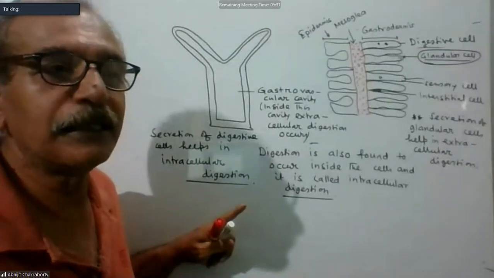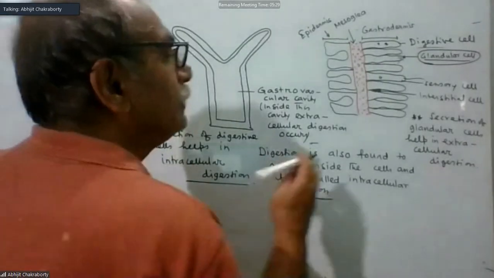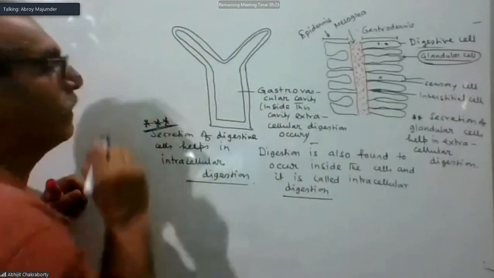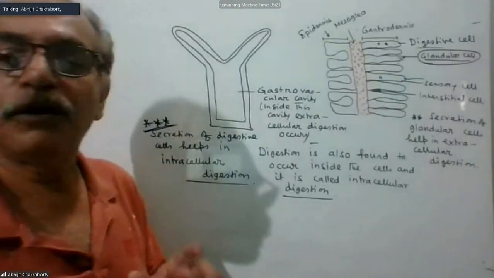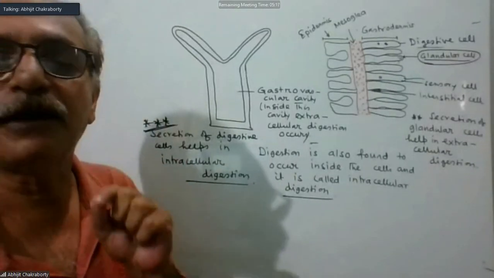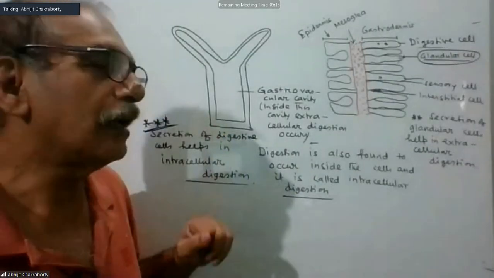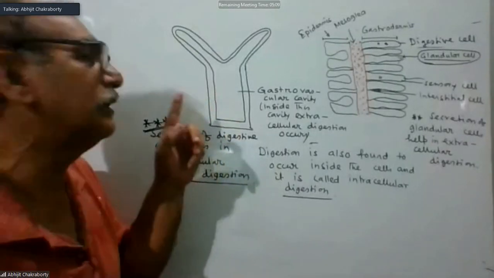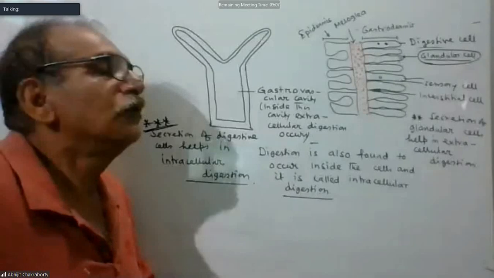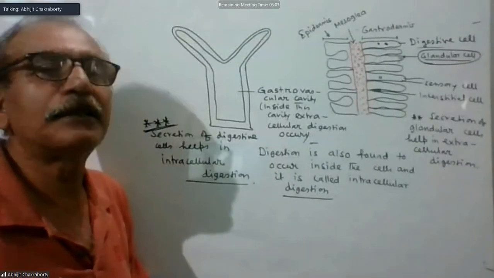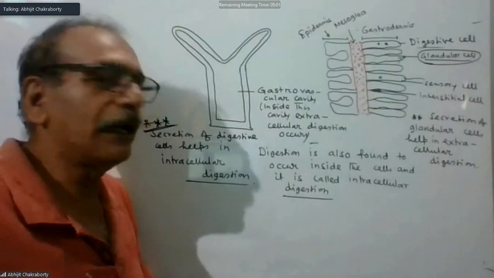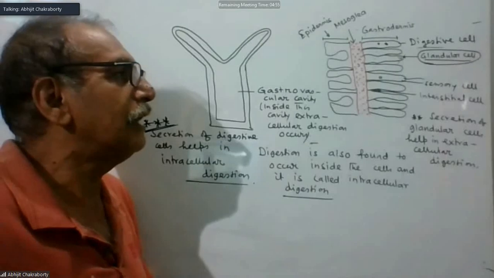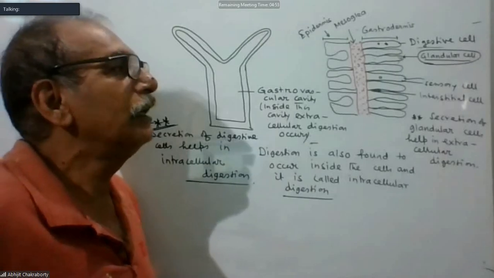You need to remember this thing. Clear? It is the most important in terms of entrance. Sir, can you repeat? In Hydra, both extracellular and intracellular digestion occur. Extracellular digestion occurs inside the gastrovascular cavity. For both types of digestion, enzymes are required, and for extracellular digestion, enzymes are secreted from glandular cells.